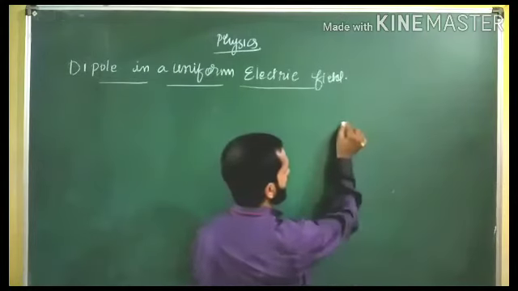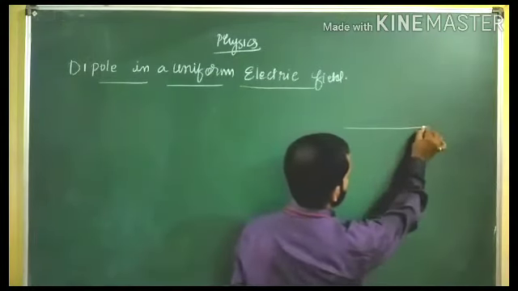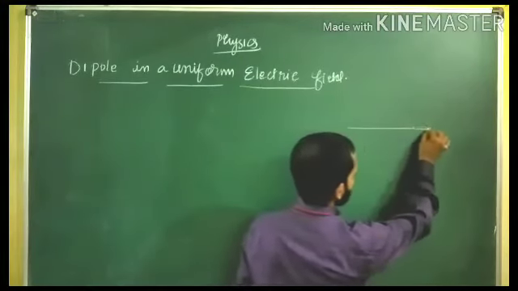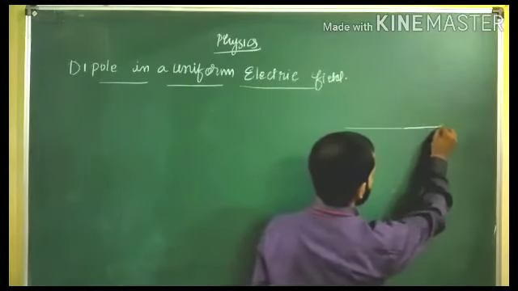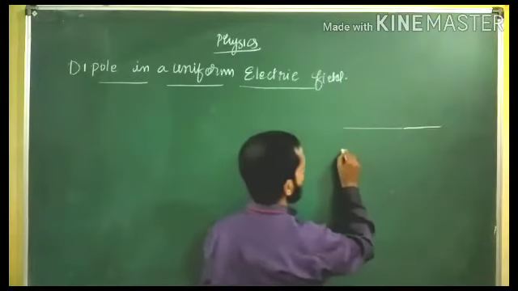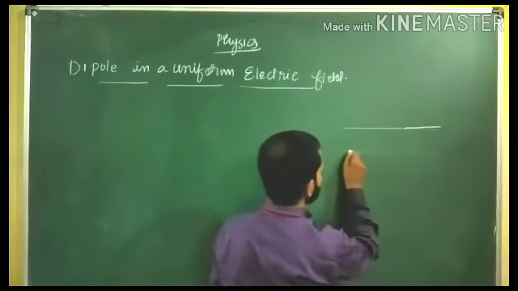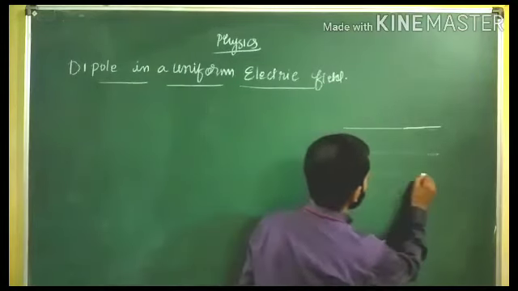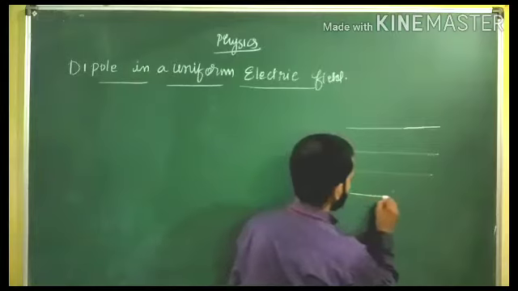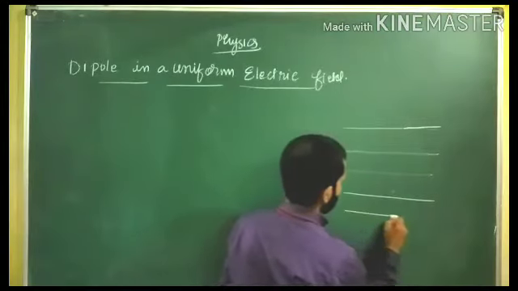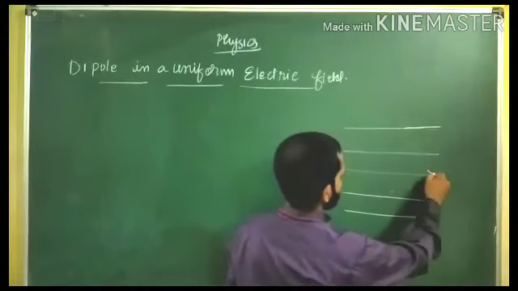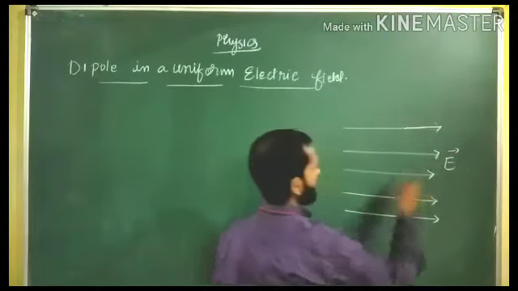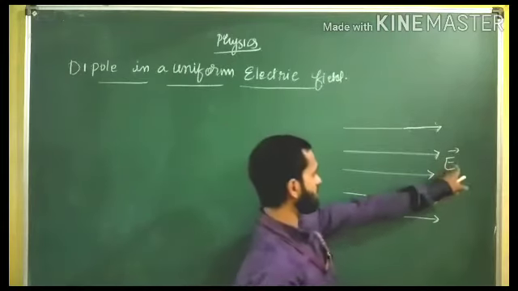Uniform electric field we are representing by using straight lines. So we know the uniform electric field representation. This uniform electric field is represented by straight lines which are equally spaced. So this is the representation of the uniform electric field. Uniform electric field, and that electric field I have represented by using the vector E.